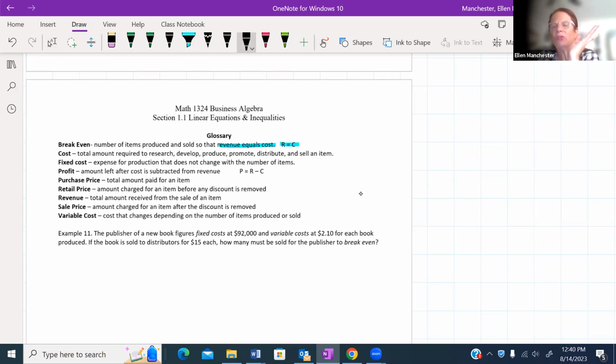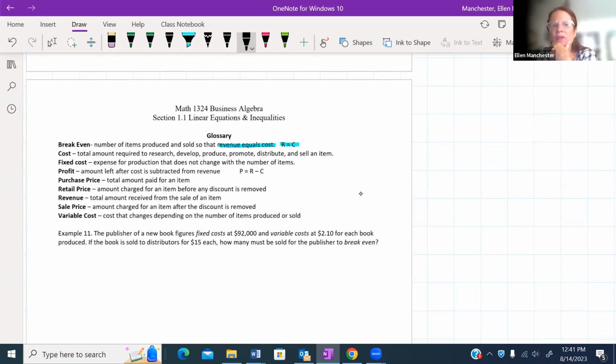Cost is the total amount required to sell an item, right? And that's before you ever create one item. It's what it costs to produce the item that you want. Fixed cost is what it costs you as a business owner just to open your doors. That's without selling anything. Profit is whatever is left over after you've sold everything and you've paid out all your money. Profit is what's left over.